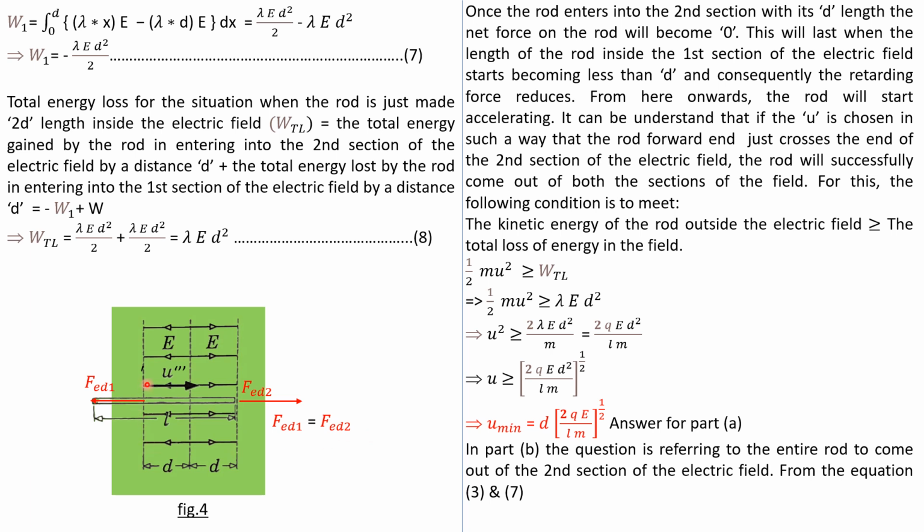So it means that till the time the rod is entirely inside both sections of the electric field together, there will not be any force acting on the rod, and the rod will keep moving with the same velocity as it has reached here.